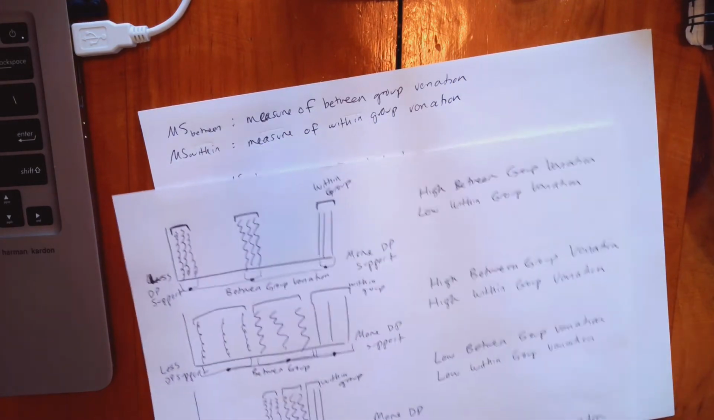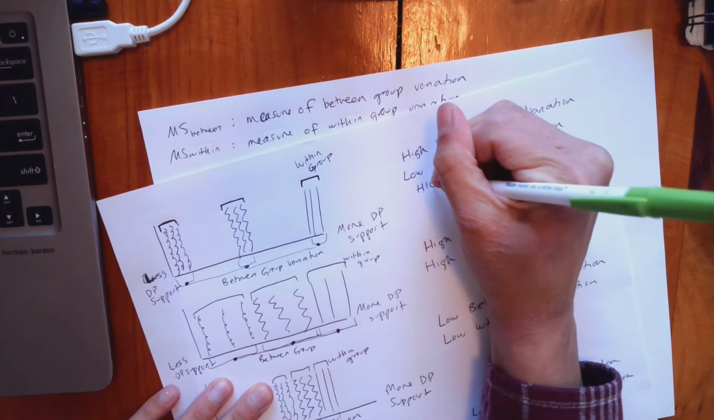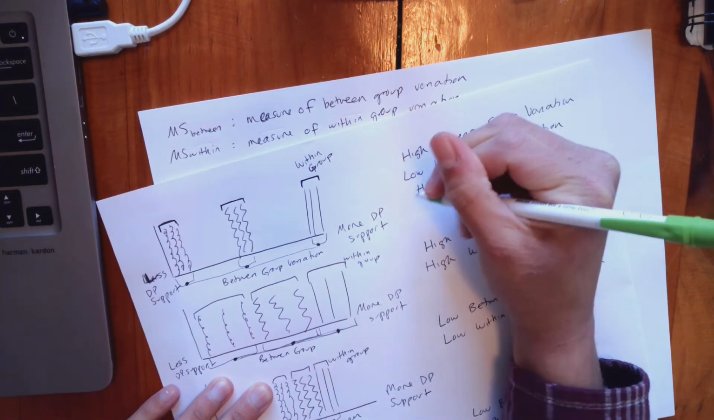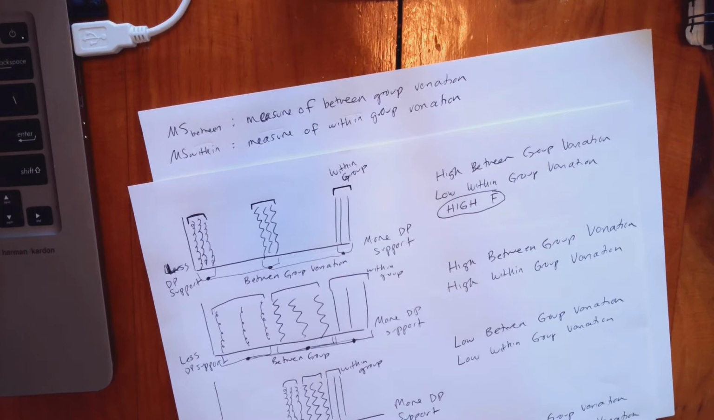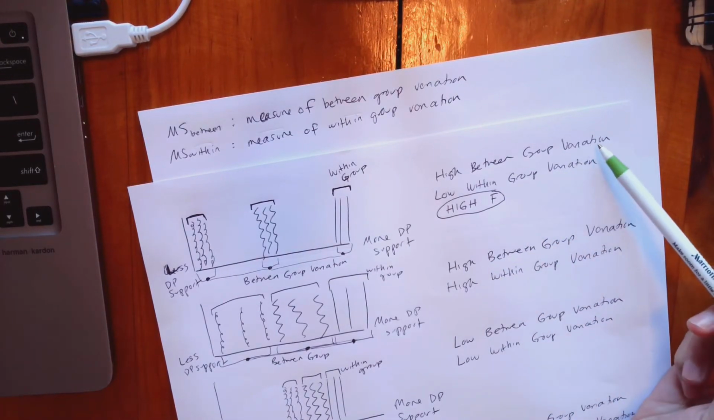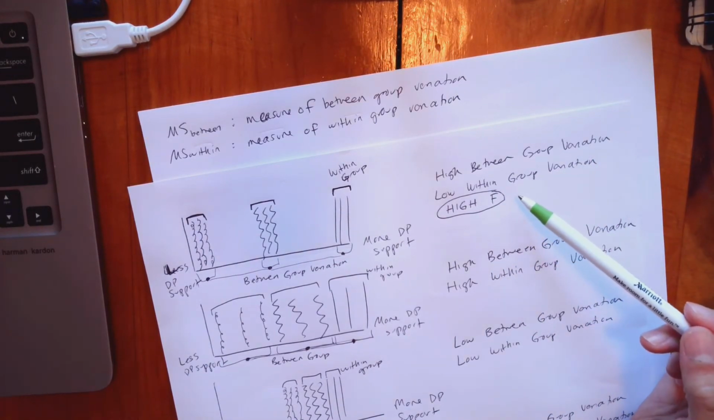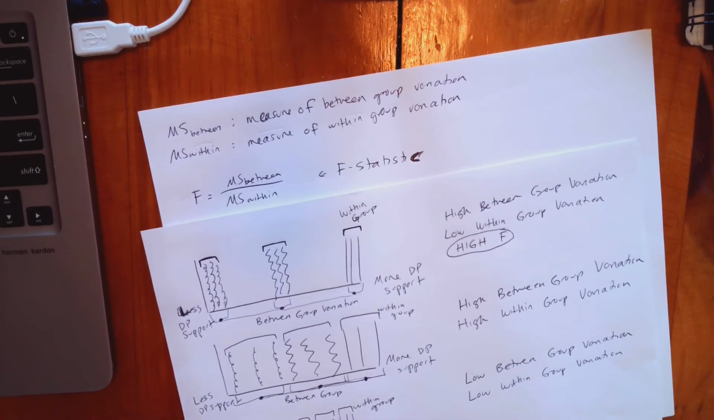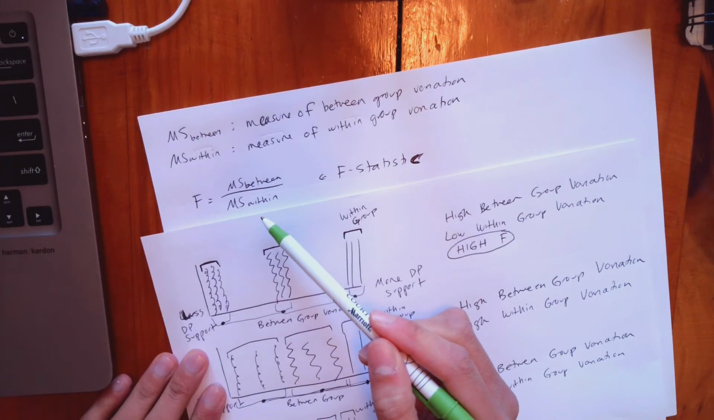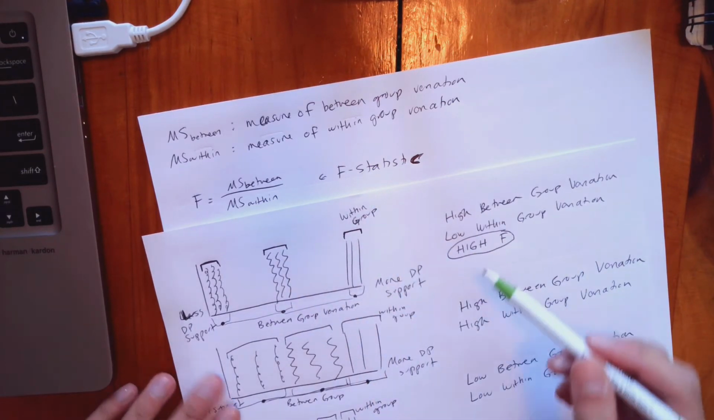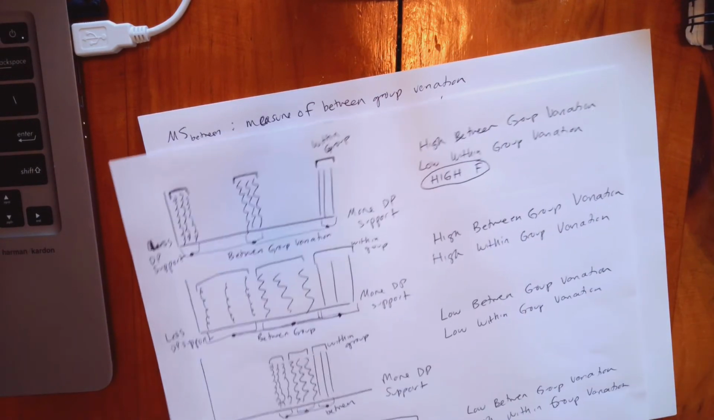Your F statistic is highest in a scenario that looks like this. So you have a lot of between group variation and relatively little within group variation. So you have a high number in your numerator and a low number in your denominator. That gives you a high F statistic, and that describes this scenario.